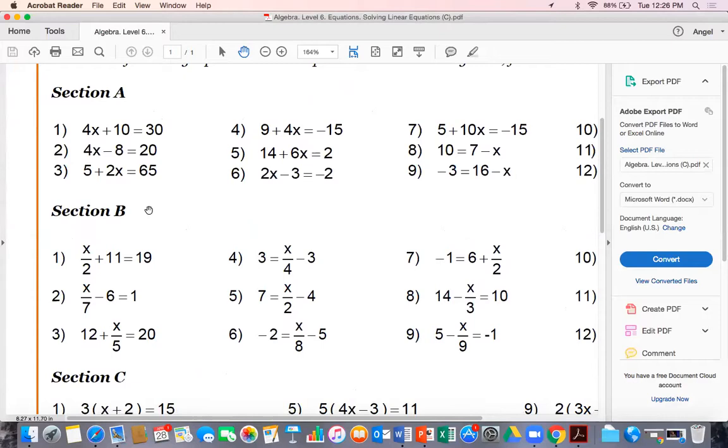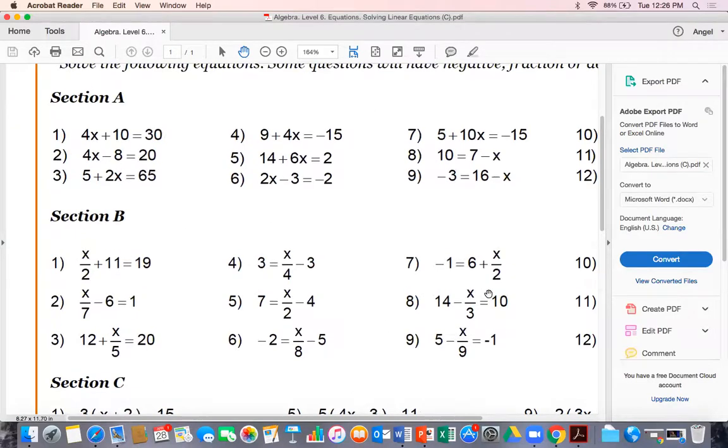Okay. Can everyone see section B? Yeah. Okay, please do questions 1, 2, 3, 4, 5, 6, 7, 8, 9. 1 to 9 for section B only.